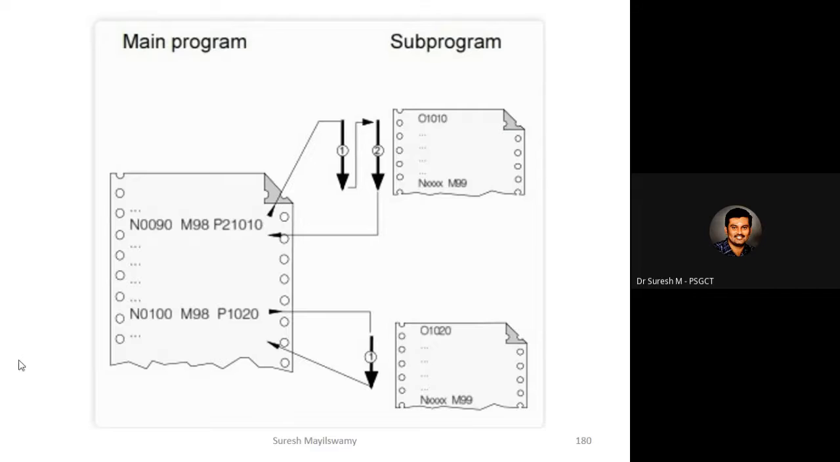That is illustrated here. This is the main program. In this case, there are 4 digits. 1010 is the program number, but initially there is a number 2 inserted here, which means that this subprogram will run 2 times. After that, it will return to the main program. Here only 4 digits are given. 1020 is the program number, so it is denoted as O1020. It will run once and then return to the main program because the subprogram's last line is M99, so return to main program.